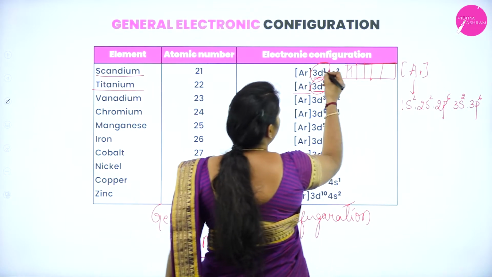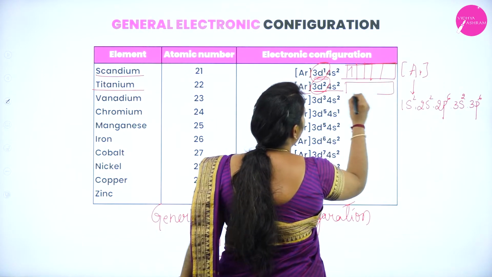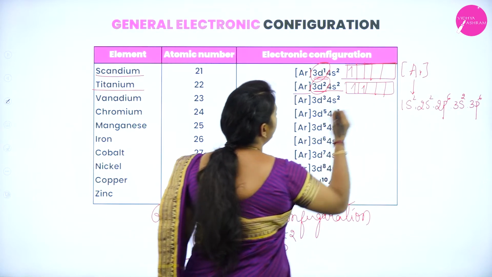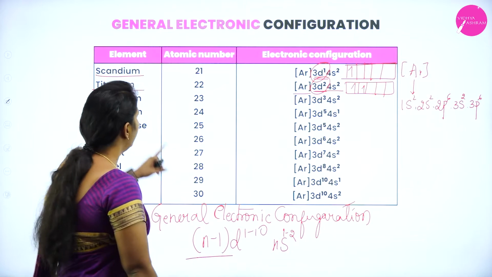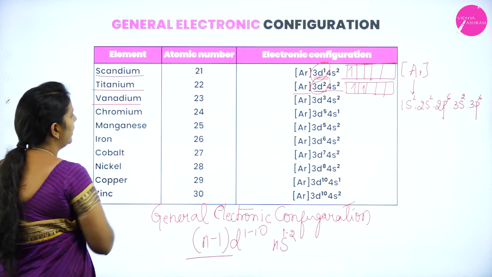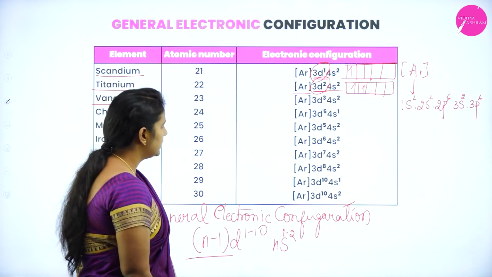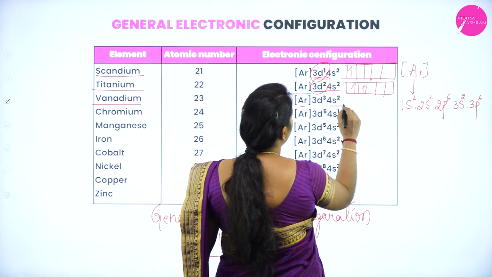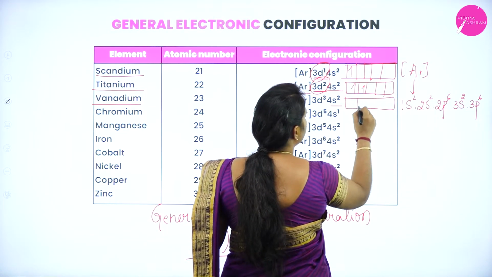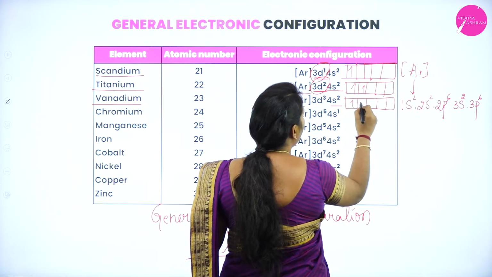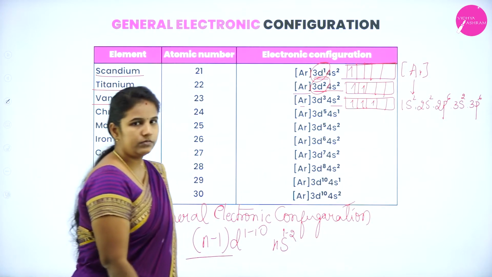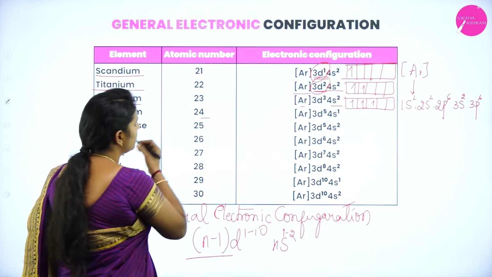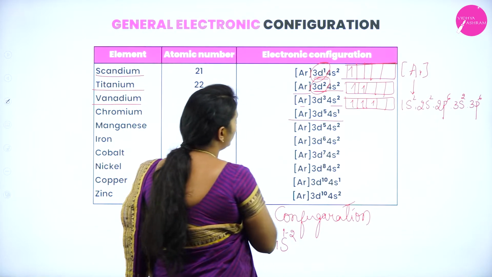Which consists of 1 electron. Similarly here, how many electrons will be there? There will be 2 electrons in the d orbital. Similarly, I will go for vanadium, which consists of 23 electrons. So I have filled the argon, then the 4s, then the 3d, which consists of how many electrons? 3 electrons. Okay.